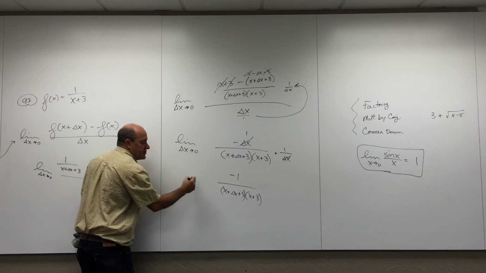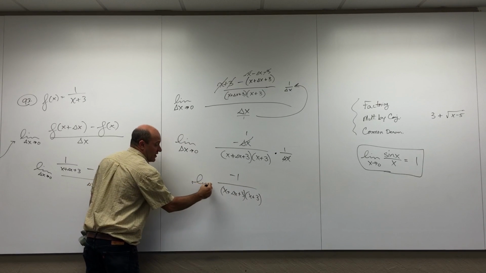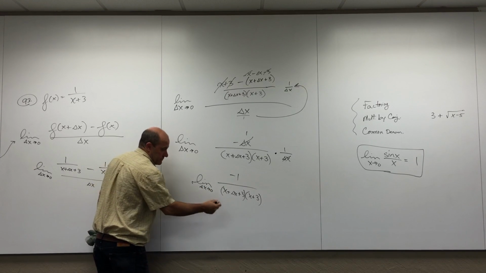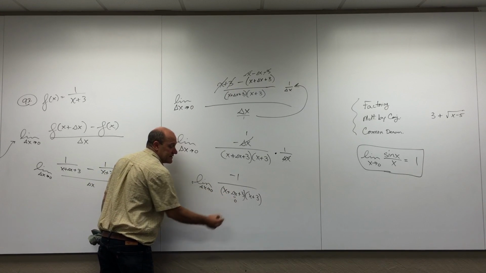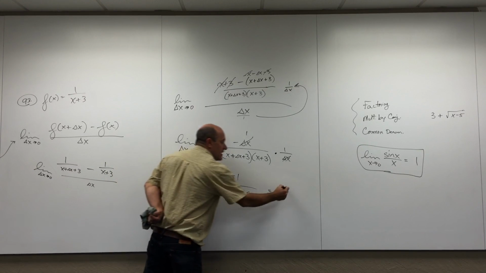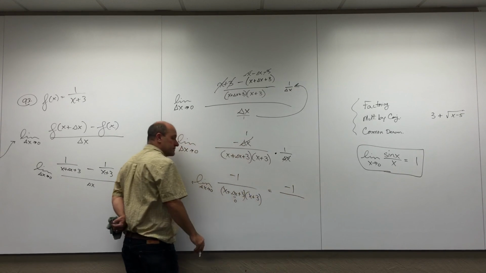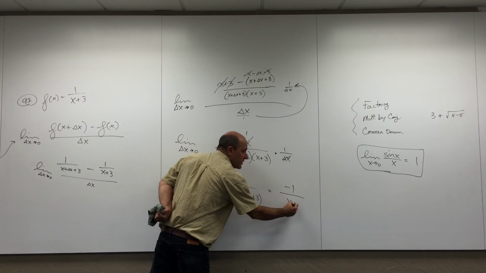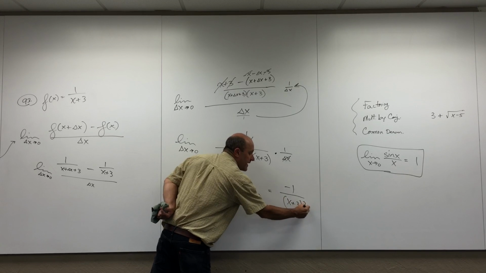I still have one thing I should do. Take the limit as delta x goes to 0, which means plug in a 0 for this delta x. And we are finished. We have this answer now: negative 1 over x plus 3 times x plus 3. x plus 3 squared, you could say. Yes.